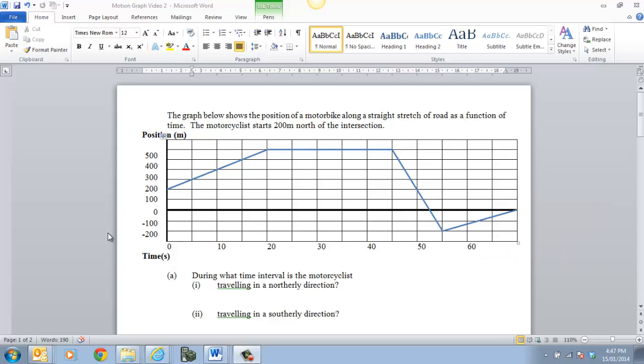We're going to go through some motion graphs today, the sort of questions you might get in a test or an assignment. So we'll look at this first example.